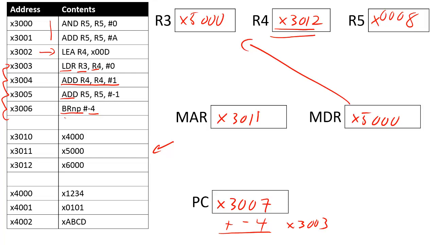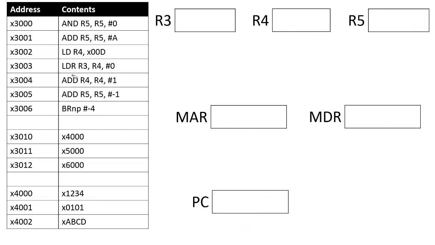So this combination of LEA plus LDR allows us to access an array that's nearby. If I change my program to change the LEA-LDR combination to this LD-LDR combination, I can access arrays that are far away, rather than with the LEA-LDR combination, where I can only access arrays that are nearby. Let's walk through the code and see exactly why that is.